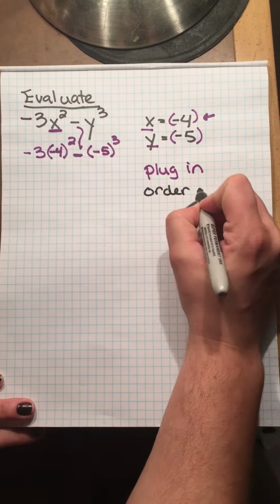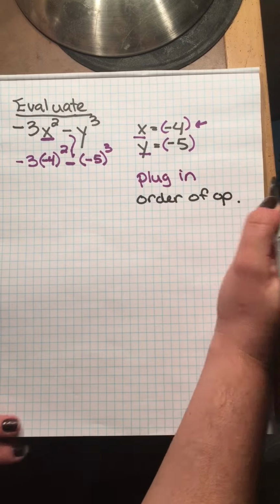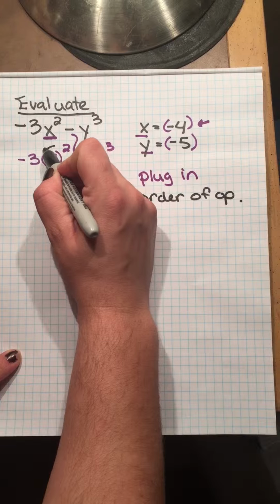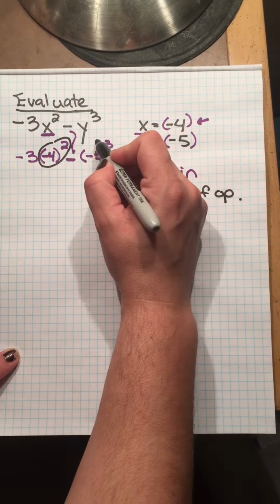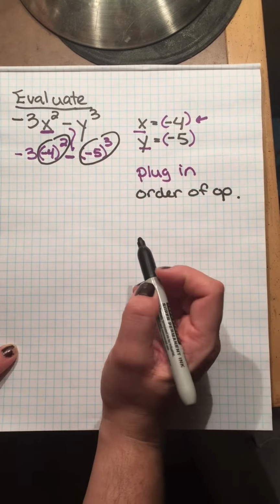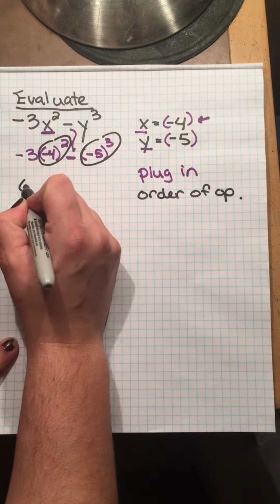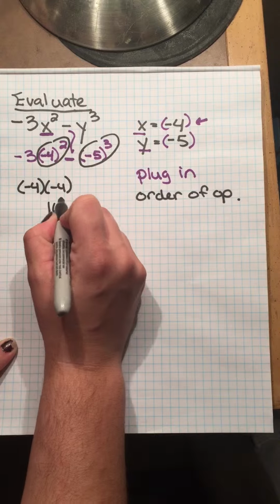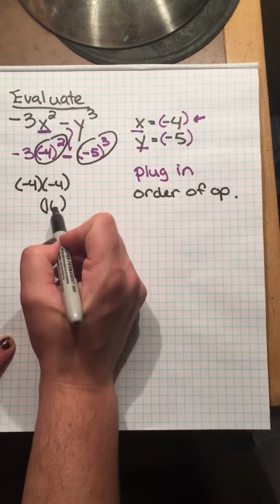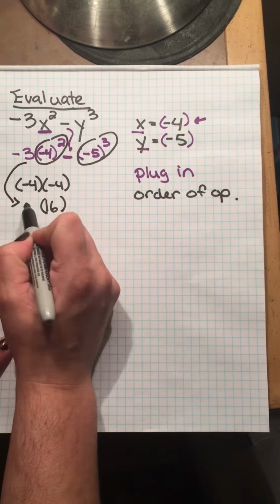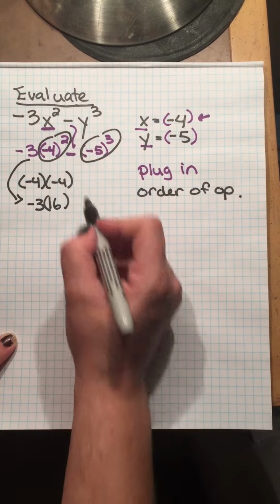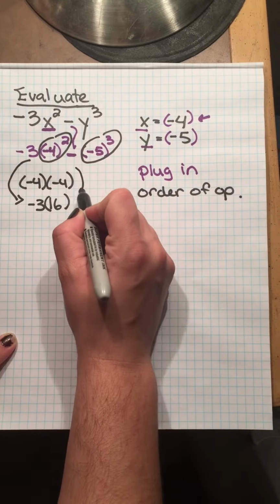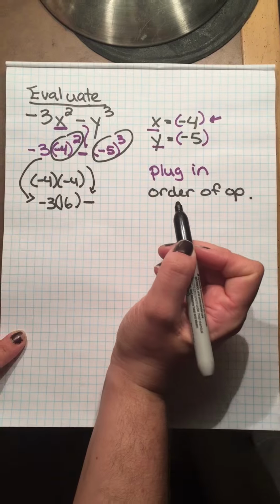So the order of operations tells us that we want to do exponents first, which means we're going to do -4 squared, and we're going to do -5 cubed. -4 squared is -4 times -4, which is a positive 16. And that result is going to get multiplied by the -3 that we didn't use yet. This minus sign is still coming down to still be part of the problem as well.